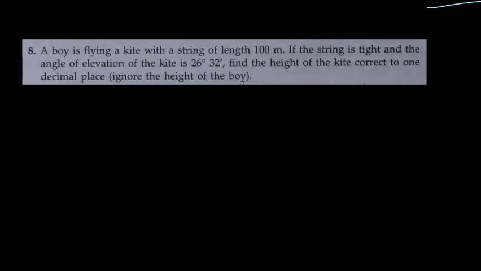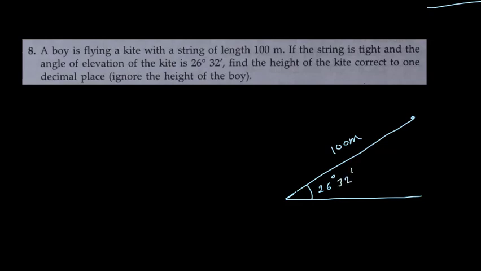A kite is flying with a string of length 100 meter. So here suppose this is the point of the kite and from here I am flying. So this is the 100 meter length of the string. If the string is tight and the angle of elevation of the kite is, now this angle is 26 degree 32 minute. Find the height of the kite, correct to one decimal place. I have to find this height.